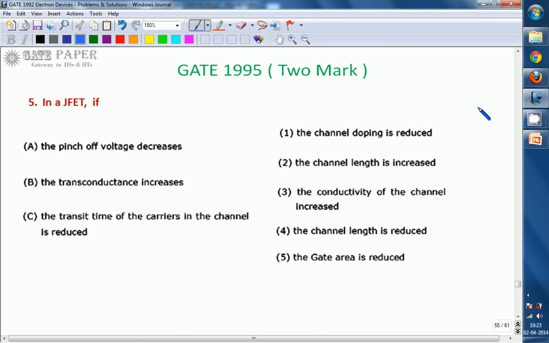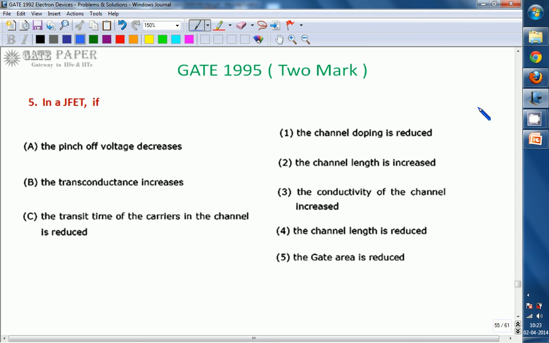We are discussing the GATE 1995 ECE paper, and this is a 2 marks question related to JFET. The question is, match the following. On one side it is given: the pinch off voltage decreases, transconductance increases, transit time of carriers in the channel is reduced. So with the help of what effect are these three things going to happen?